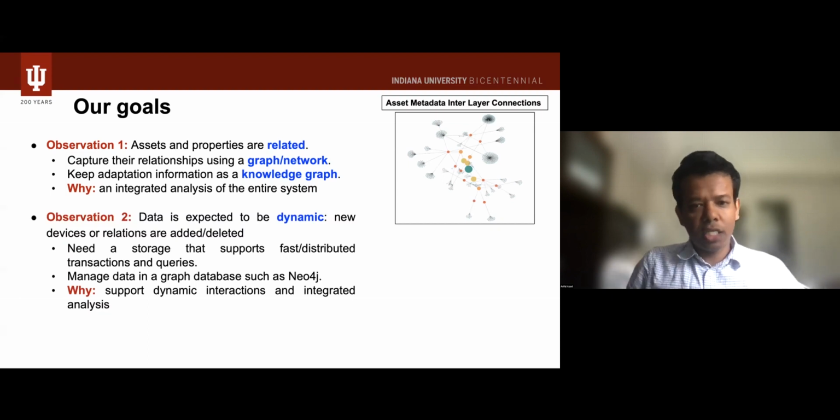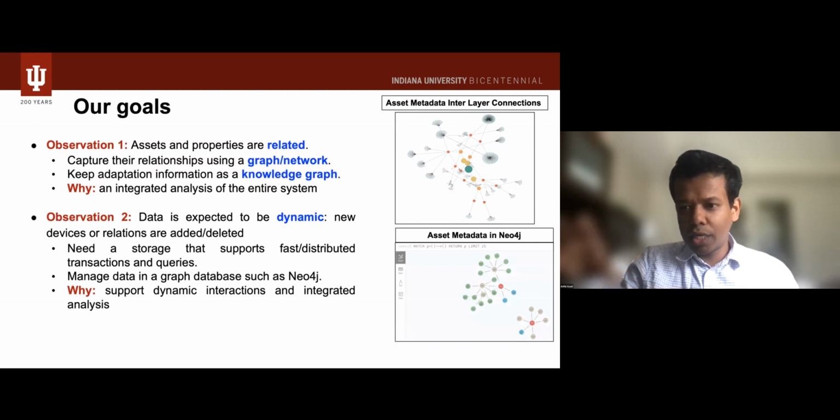The second observation is that this is not a static graph. If we create a network like this where devices are connected, it should be dynamic because we can add or remove devices. So we need a storage system. This is not the individual time series. It is about the structure of the connectivity. We need a storage system that supports fast, distributed transactions and queries on the device level. For this, we decided to use a graph database called Neo4j to store this type of structure, the relationship among devices. If we can do this, then we should be able to support dynamic interactions and queries.